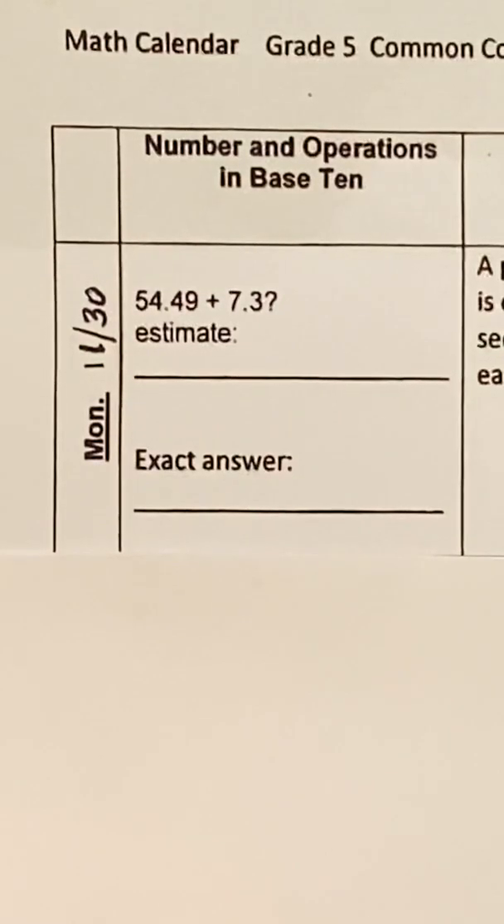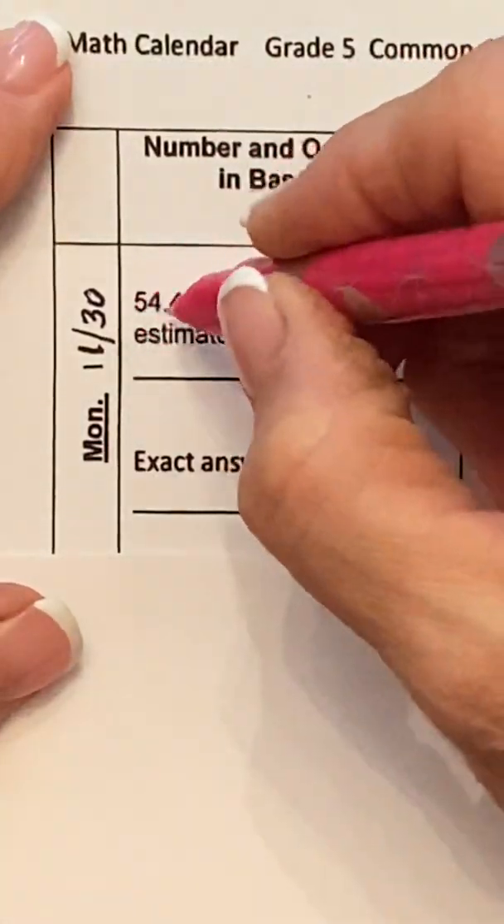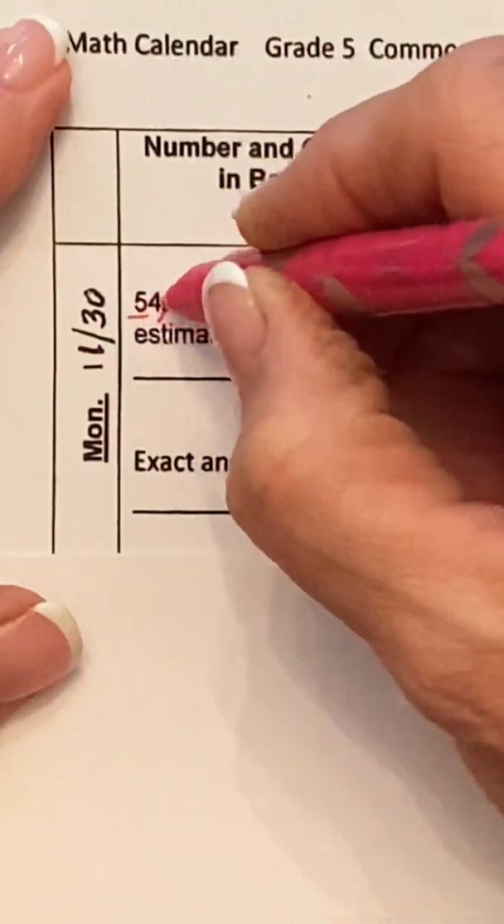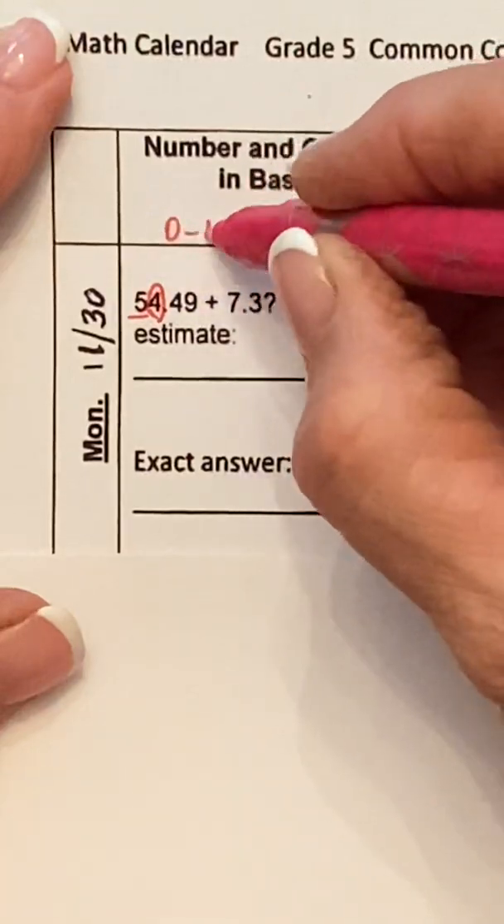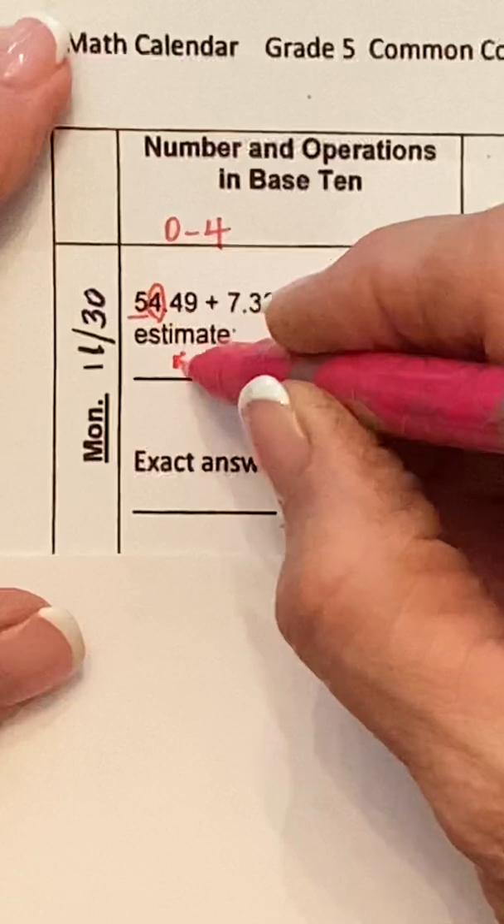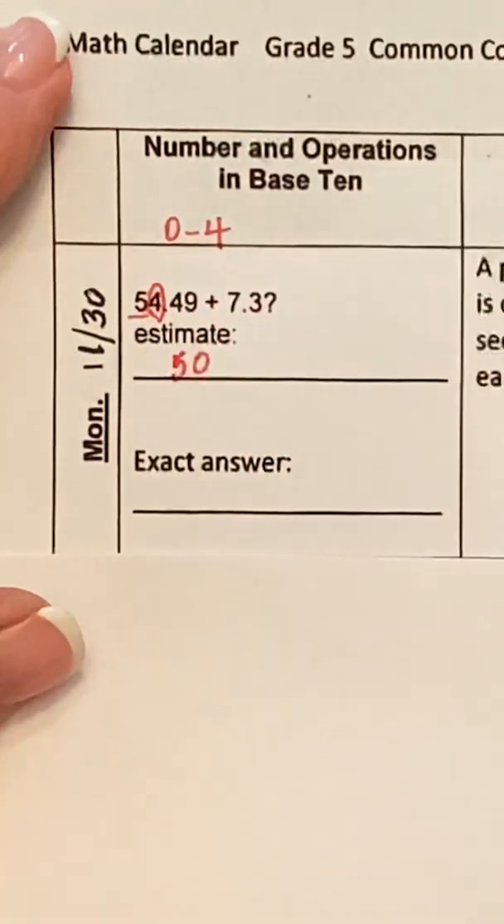When we are estimating, we are rounding to the greatest place. And the greatest place here would be not the ones place, but the tens place. So we're rounding this number to the nearest tens. And so this is a 0 through 4: 0, 1, 2, 3, 4. This 5 stops right there and it goes no more. So that 54 and 49 hundredths becomes 50.